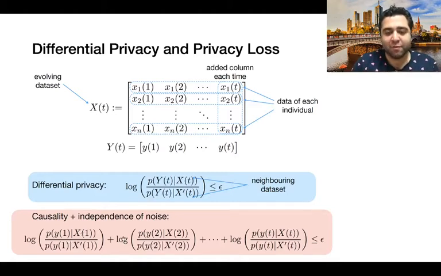Each term of this sum is a privacy loss: the privacy loss at the first step, the privacy loss at the second step, up to the privacy loss at step t. Now, if we sum up all these privacy losses, they should be bounded by the overall privacy budget. Now you see what the problem is here. If each privacy loss is kept below a constant, the sum of them might go to infinity.